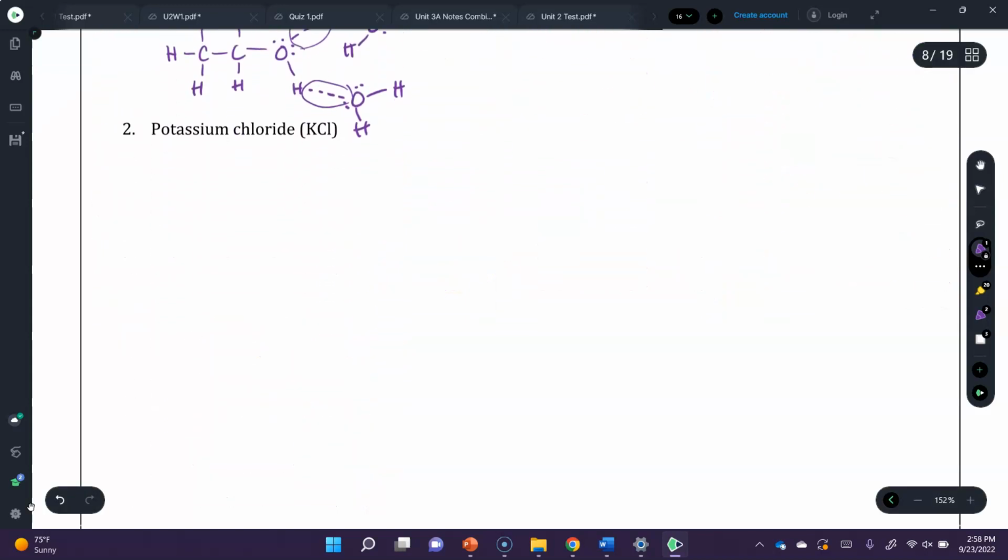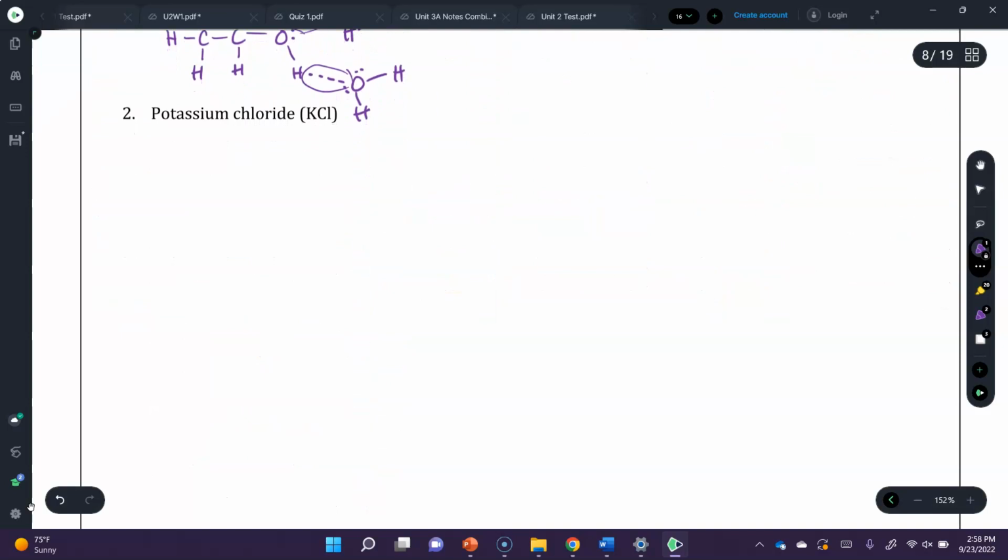Okay, now looking at potassium chloride. We know that potassium chloride is a salt, or is ionic, so this requires something with permanent dipoles to dissolve it. Water is polar and capable of hydrogen bonding and dipole interactions, so it is most likely to dissolve potassium chloride via ion-dipole interactions.